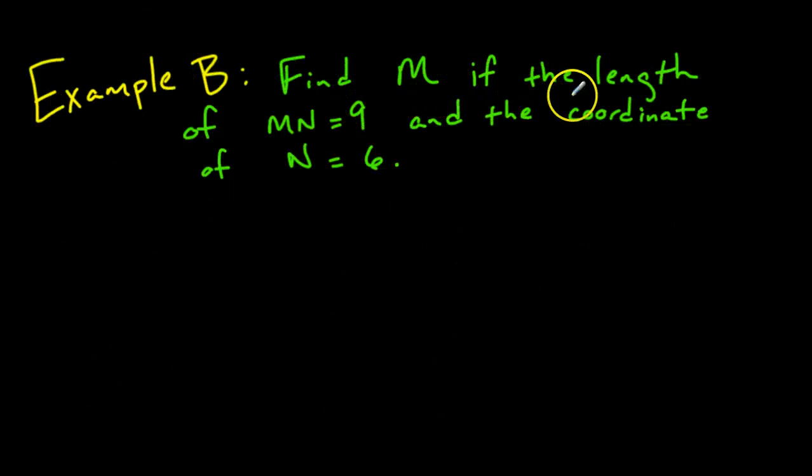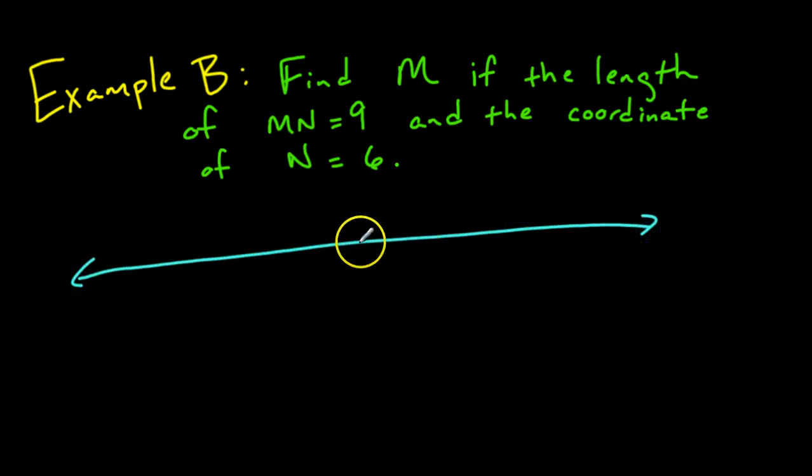Alright, a little bit more abstract because we don't have a number line. Find M if the length of MN is 9 and the coordinate of N is 6. Now we don't have a number line, so it's always going to be very useful to actually go ahead and draw one out. And we know one coordinate, and that's N, which is 6.